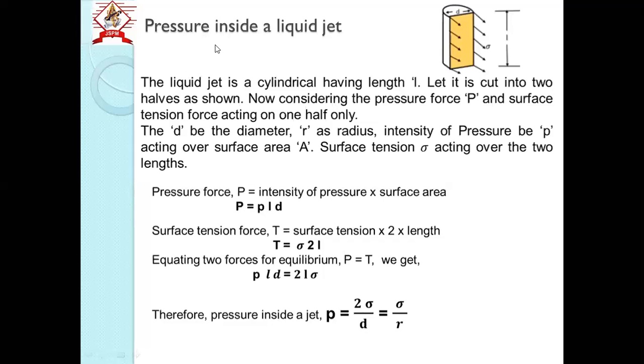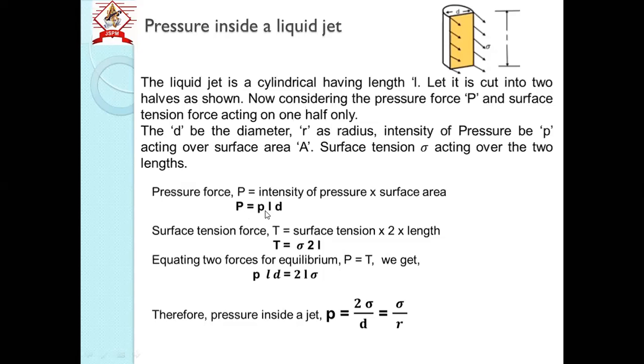Now here, the pressure inside a liquid jet. The jet is a cylinder. We have cut that jet into two halves, where L is the length of the jet and D is the diameter. Now here the surface area will be a rectangular part, as highlighted here. The pressure will be acting on this highlighted rectangular portion, and the surface tension will be acting on the surface, over these two lengths. This is the difference in the pressure inside a liquid jet.